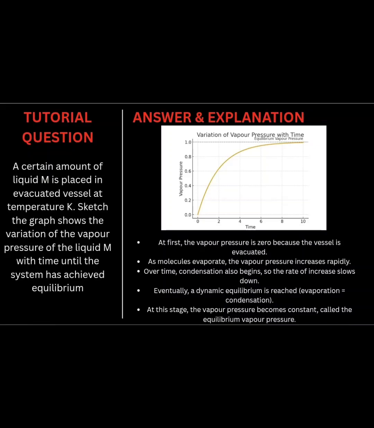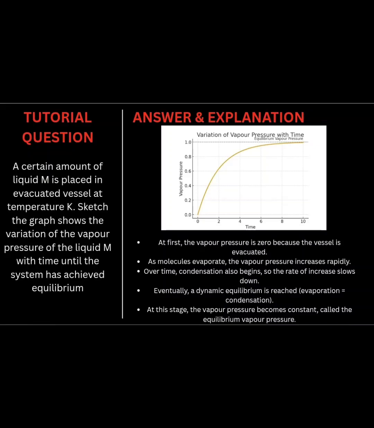And this is how the graph will look because the vapor pressure of liquid M increases rapidly at the beginning as evaporation occurs, then gradually slows down and finally becomes constant when a dynamic equilibrium between evaporation and condensation is reached. At first, the vapor pressure is zero because the vessel is evacuated.